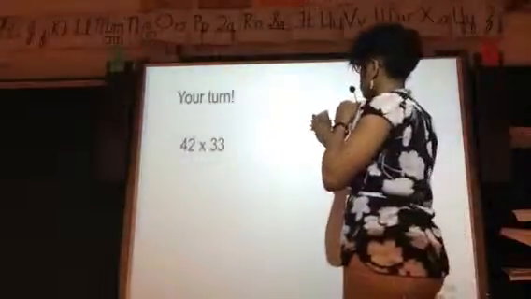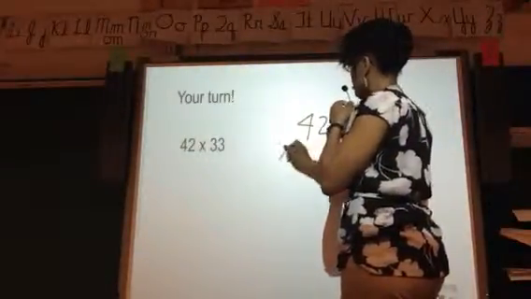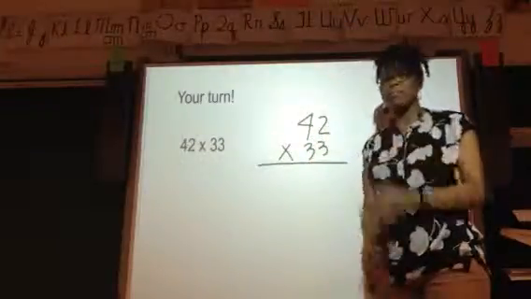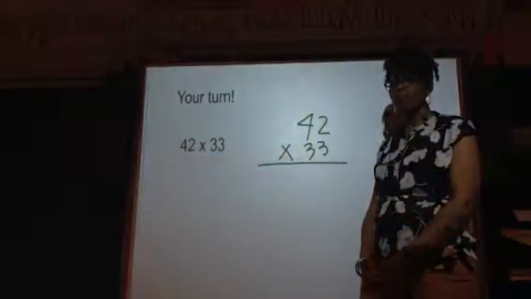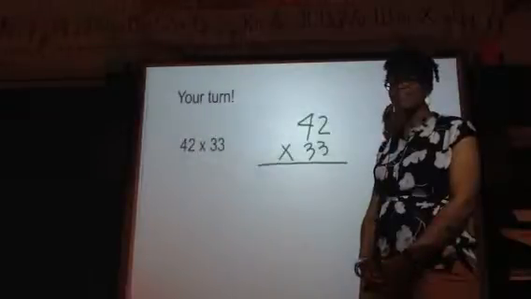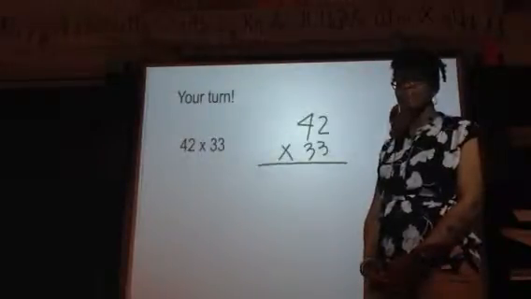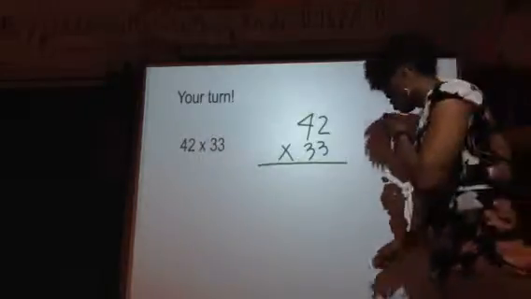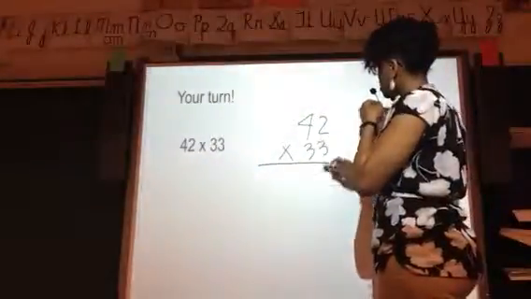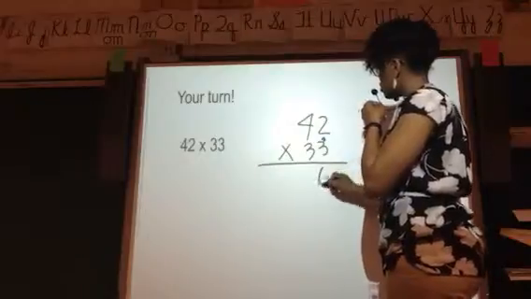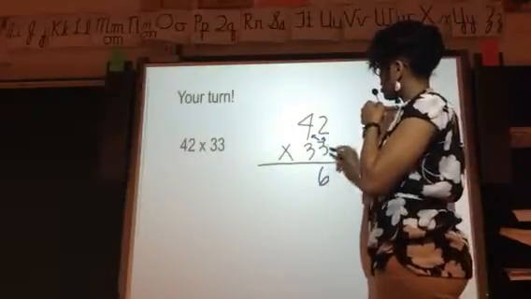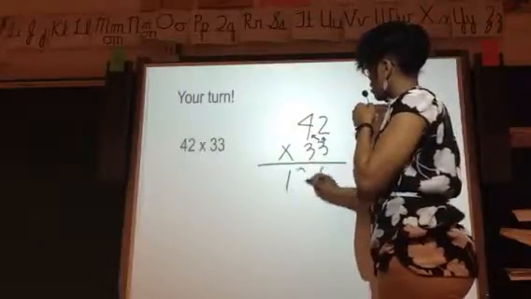Why don't you try 42 times 33. Pause at this point and come back when you're ready. Alright, notice I put the higher number at the top. We're going to multiply the ones place times the ones place. And that's going to give us 6. It doesn't spill over. We're going to multiply the ones place times the tens place. And that's 3 times 4 is 12.